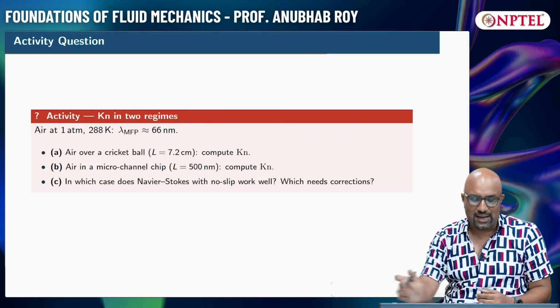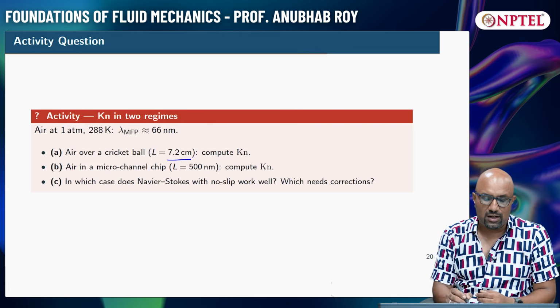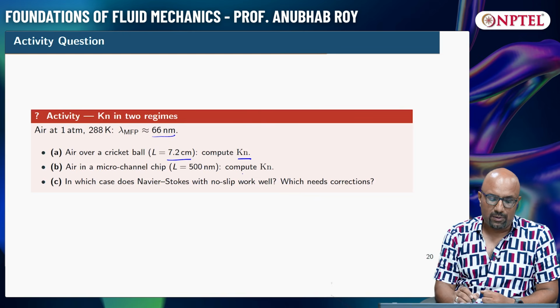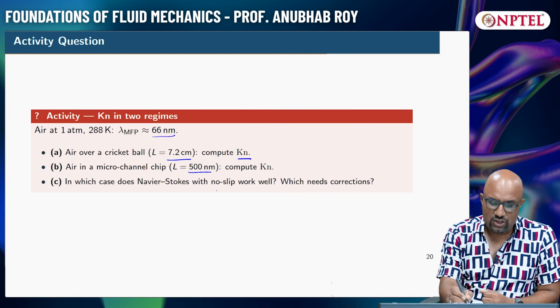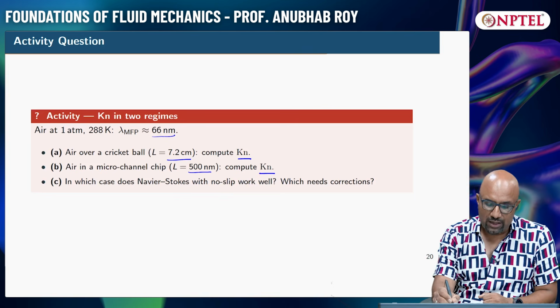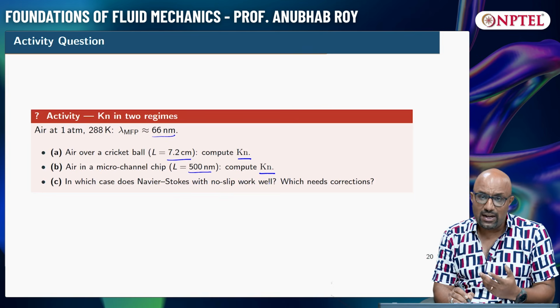You know, a typical size of a cricket ball is 7.2 centimeter. The mean free path at 1 atmosphere, 288 Kelvin is around 700 nanometers. What would be the Knudsen number? Microchannel chip, 500 nanometers. You have gone further down in scale. What would be the Knudsen number? And you can start to get a hint, where do you think the violations are going to actually occur?